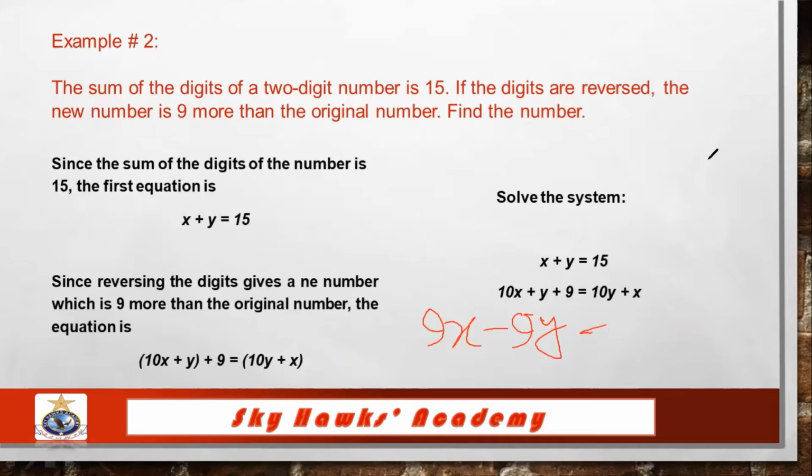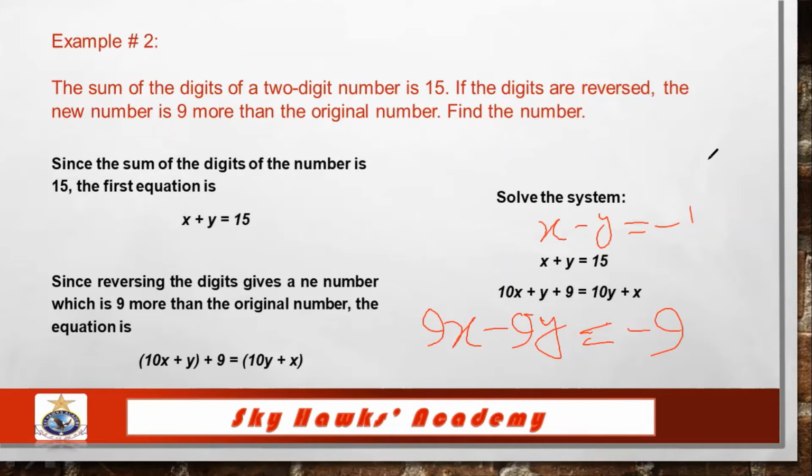Now this 9 is moving to the other side, and when we are dividing the whole equation by 9, we have nothing more or less than this: x minus y equals negative 1. Yes, it's the second equation I have written over there.